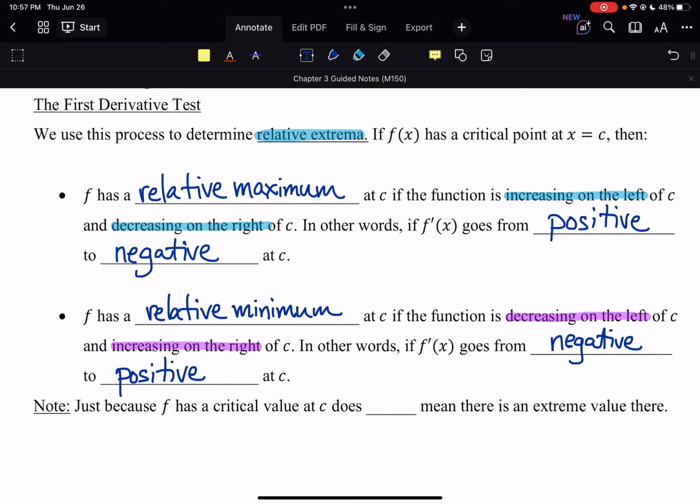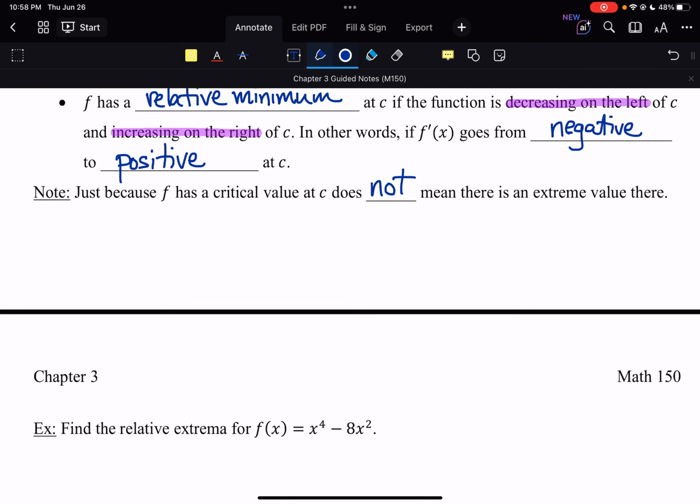And an important thing to note about the first derivative test is just because f has a critical value at c does not mean that there is an extreme value there. Okay, so this is why we have tests like this. So just because you have a critical point does not mean that it's a max or a min automatically. That's why we have to check it. So let's take a look at an example.